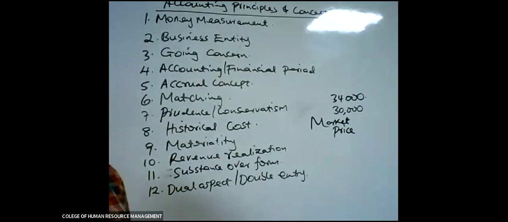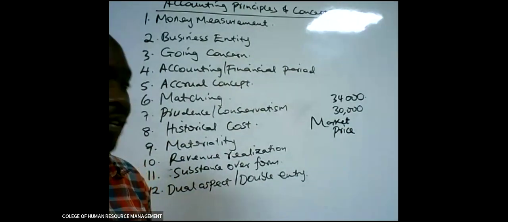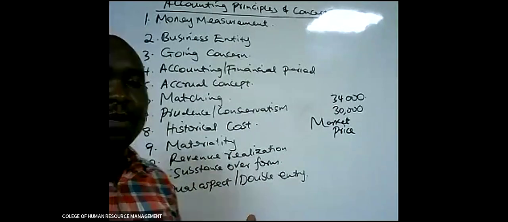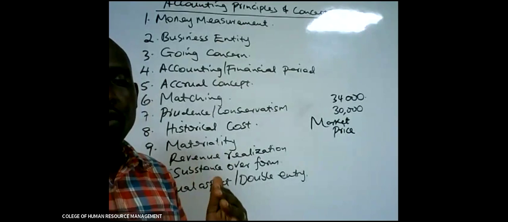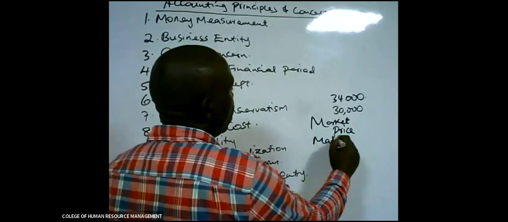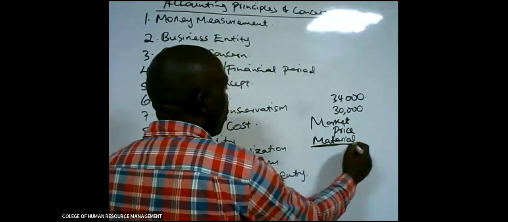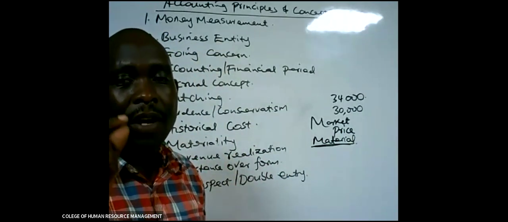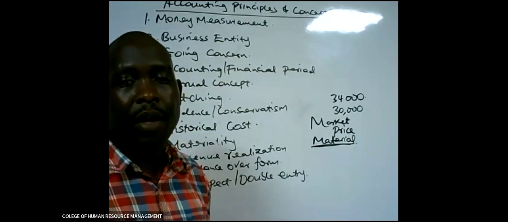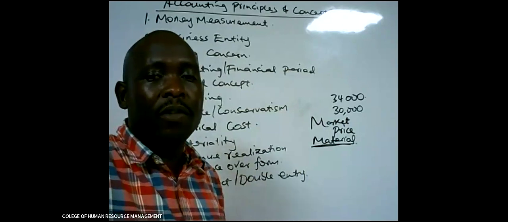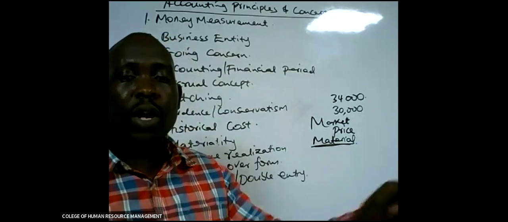Materiality. With materiality, it simply states that all those transactions which have material effect should be recorded. A transaction that is material is a transaction that can affect the decision that you can make. If that transaction is included in the books of accounts, you will make decision A. If that transaction is not included, you make decision B.